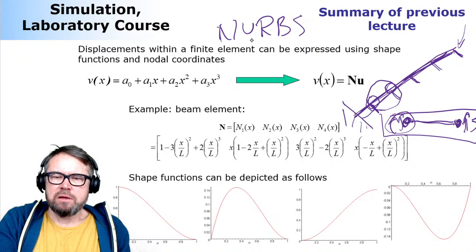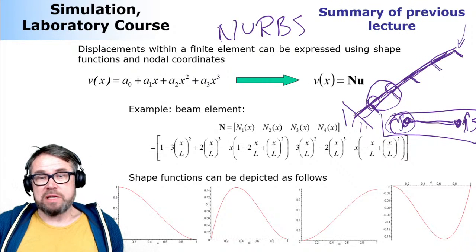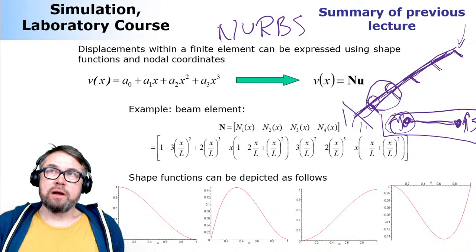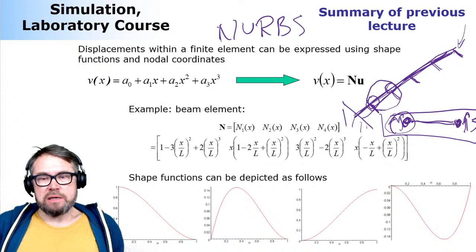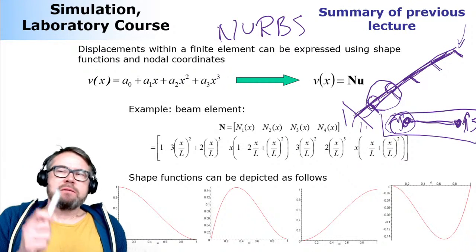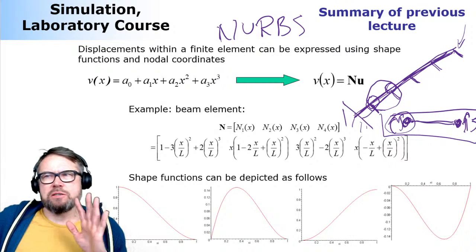Non-uniform rational B-splines. So that's one option. So we can use something like that as well. And that's something like drawing objects, used heavily in CAD software. So we could use something a bit different as well. You could use trigonometric functions as well. So that's possible. But polynomials are most frequently used because they are mathematically very pleasant.